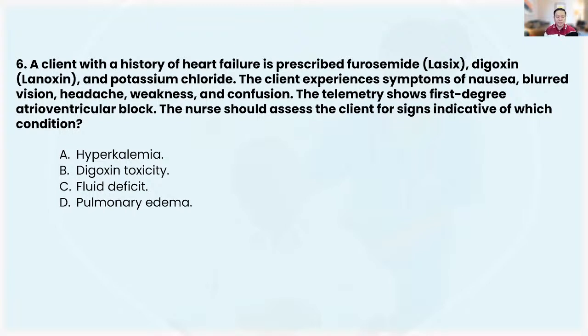Again, let me reread the question. A client with a history of heart failure is prescribed furosemide, digoxin, and potassium chloride. The client experiences symptoms of nausea, blurred vision, headache, weakness, and confusion. The telemetry shows first-degree AV block. The nurse should assess the client for signs indicative of which condition. Is it A, hyperkalemia, B, digoxin toxicity, C, fluid deficit, D, pulmonary edema?